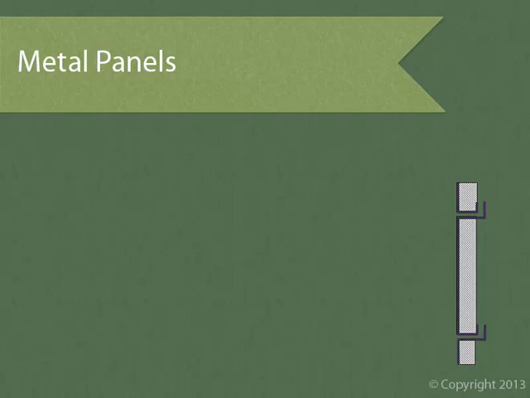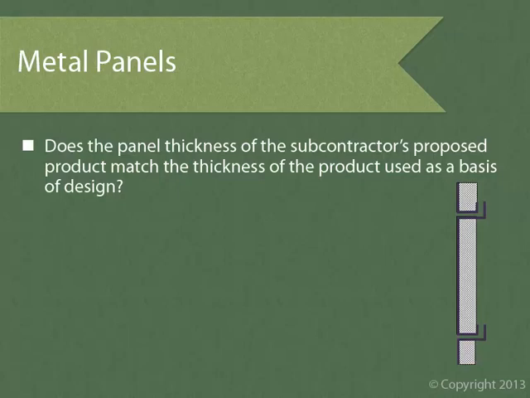In its simplest form, an insulated metal panel is really just an aluminum sheet wrapped around a rigid insulation board. The first thing we want to verify is if the panel thickness of the subcontractor's proposed product matches the thickness of the product used as a basis of design.